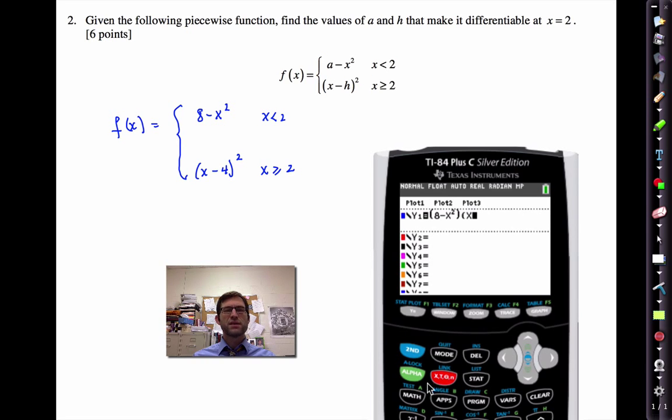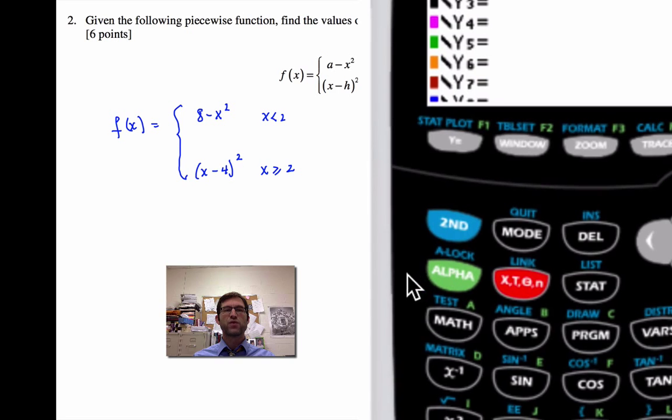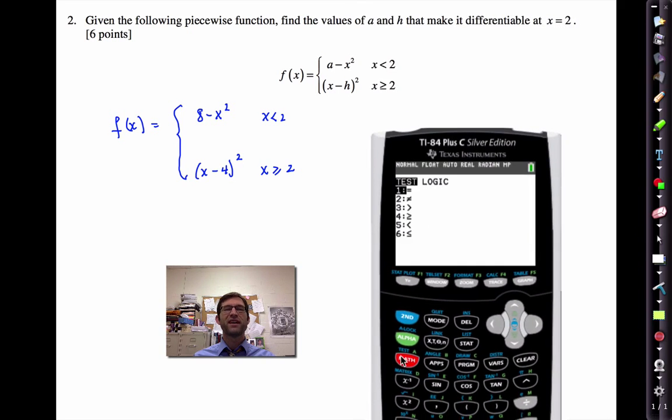Now, to get the less than symbol, you have to go into what's called the test menu. That's right above the math button. So I'm going to go into the test menu, and there's all my tests: equals, not equals, greater than, less than, greater than or equal, etc. So I'm going to go down to less than. I'm going to grab that, and I'm going to put 2. I'm going to put in parentheses. All right, just want to make sure that formula is all good.